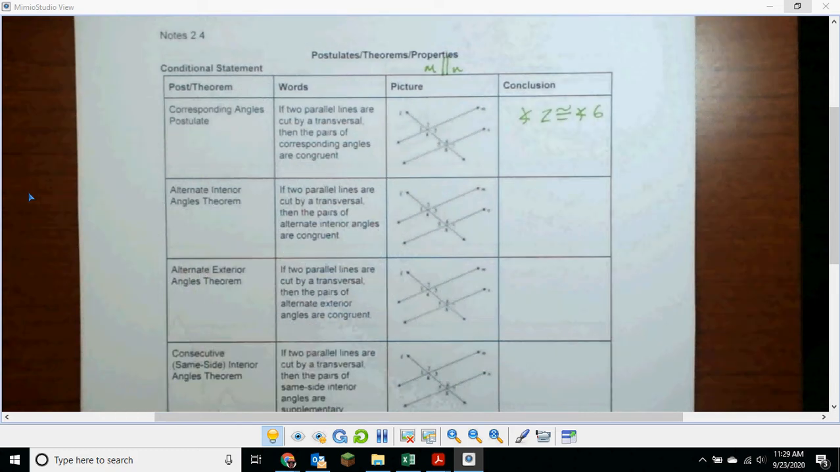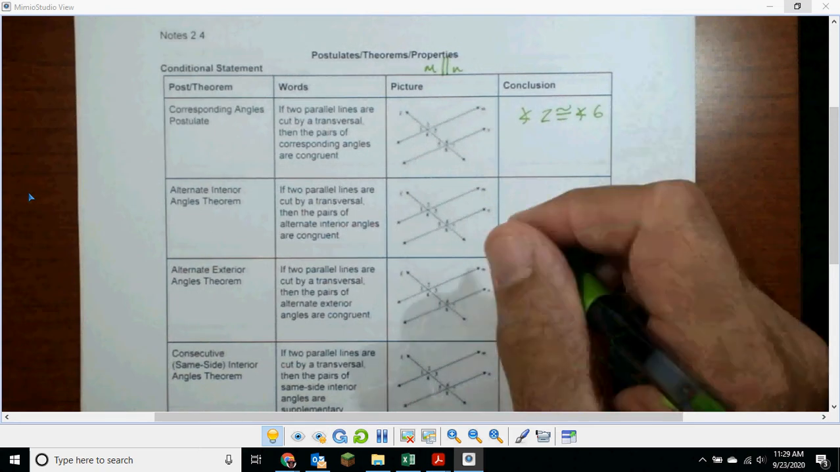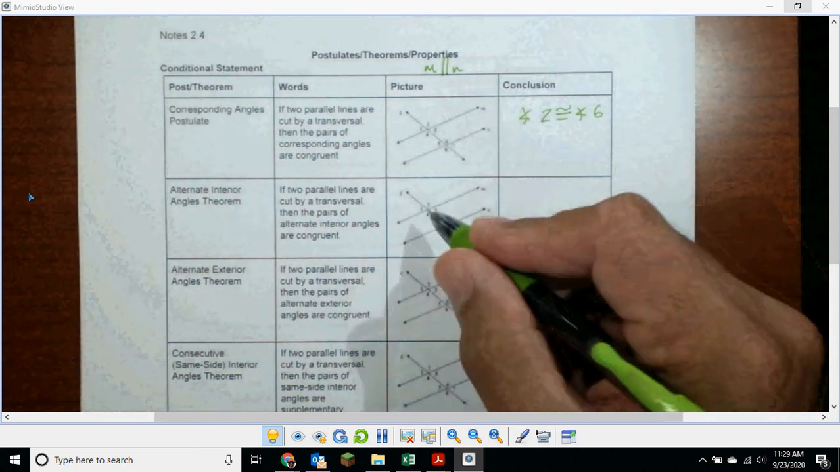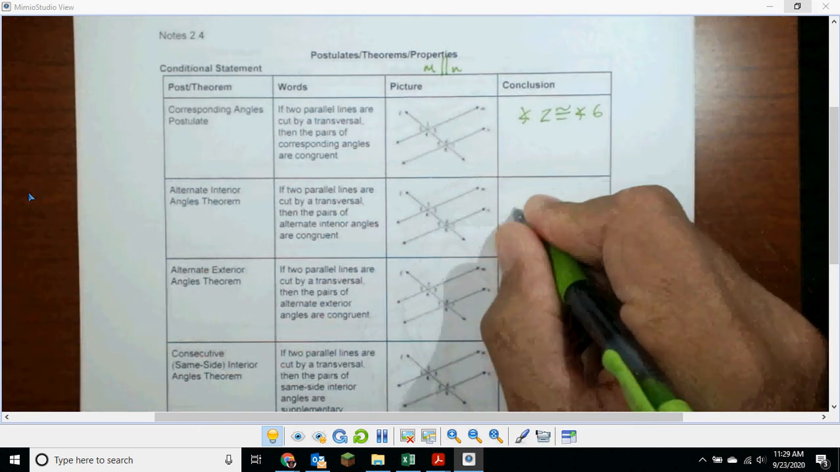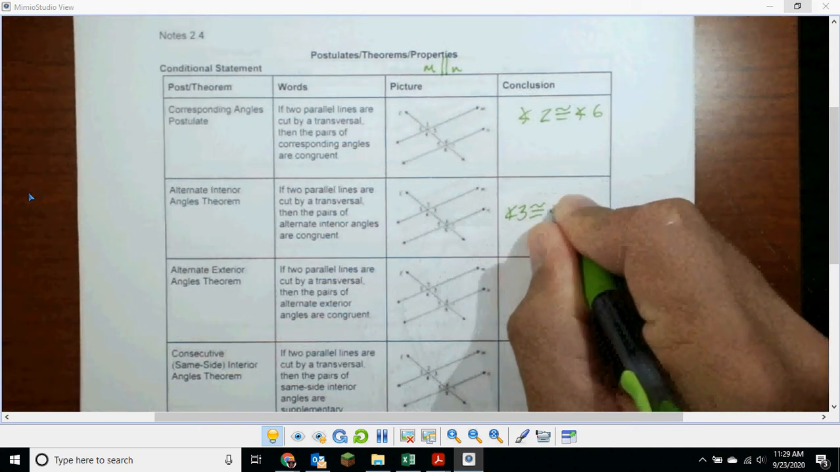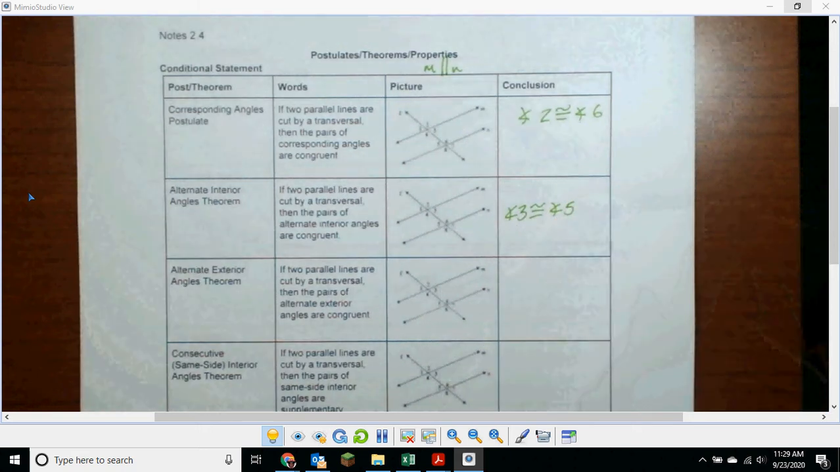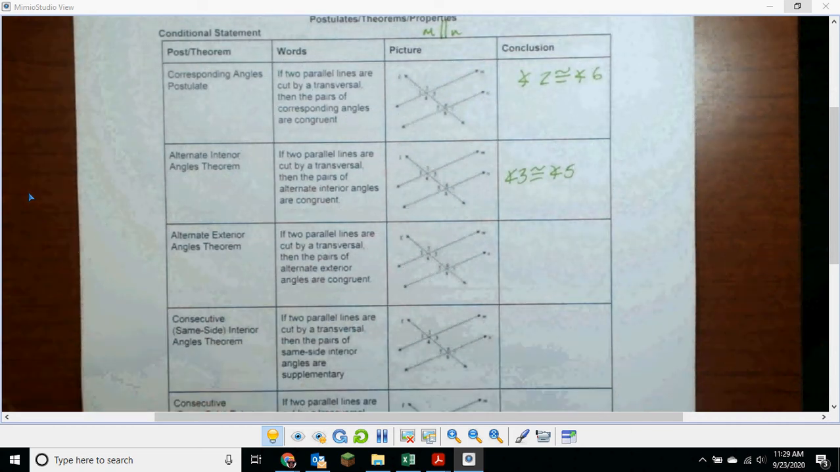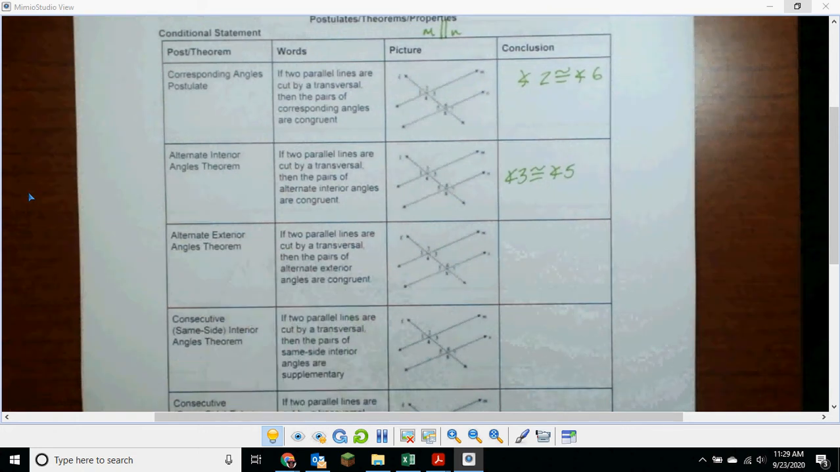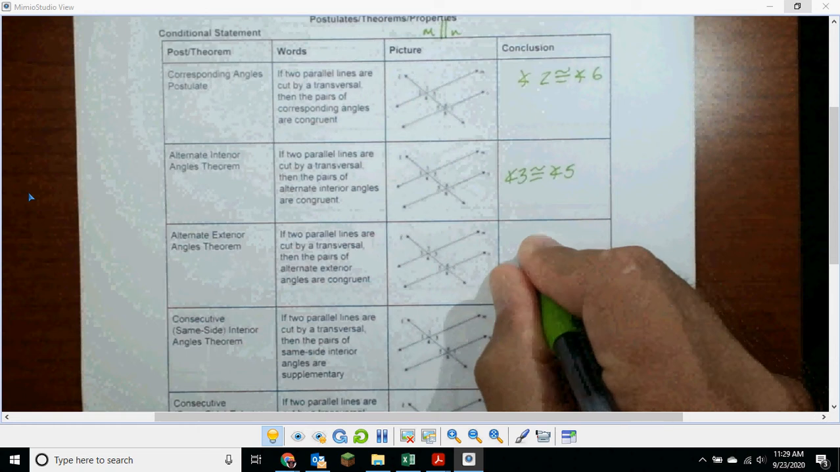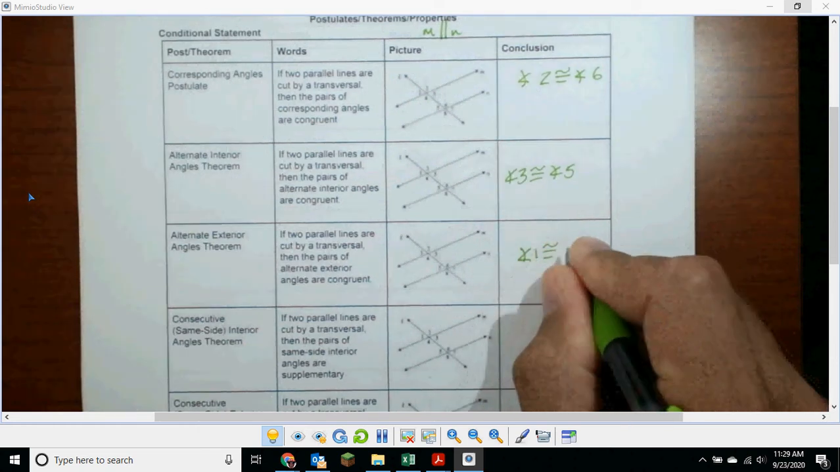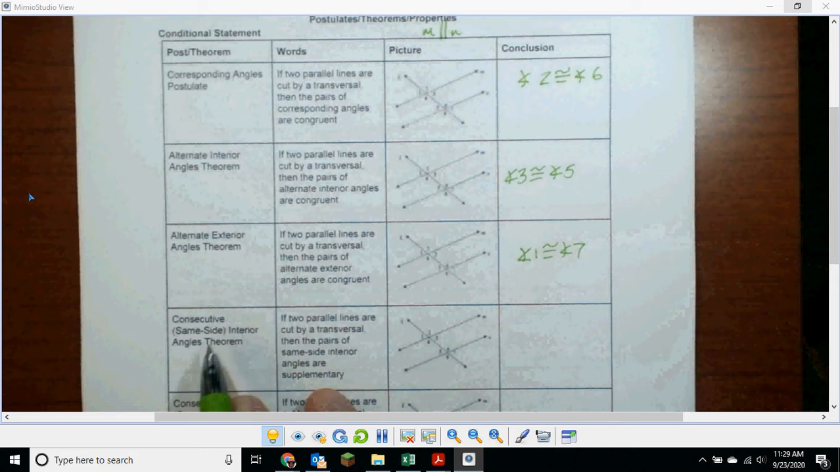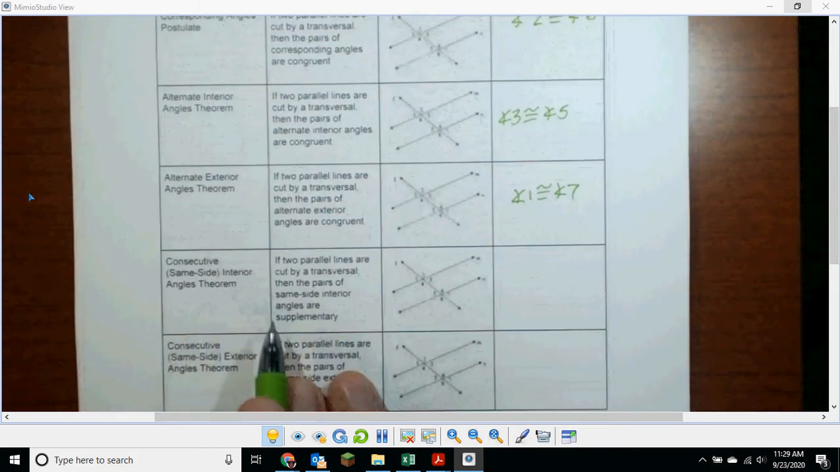The alternate interior angles theorem tells us that alternate interior angles are congruent. So if that's the case, I know M is parallel to N. I can look at this and say, okay, angle 3 is going to be congruent to angle 5, because those are alternate interior angles. Alternate exterior angles, and these are the reasons why we use them when we do proofs, as you'll see in a moment, are also congruent, so that would tell me that, for instance, angle 1 is congruent to angle 7.